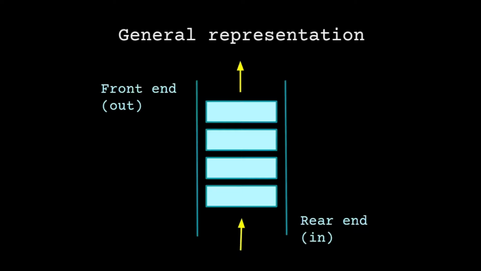A general representation of a queue would be like this: a container with two ends, one for the enqueue operation, that is to insert elements into the queue, and the other end for the dequeue operation, that is to remove the elements from the queue.